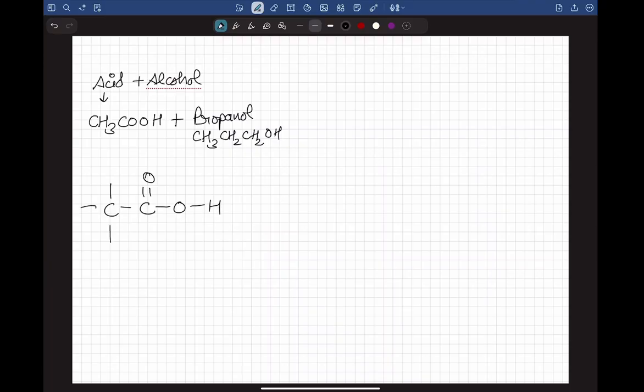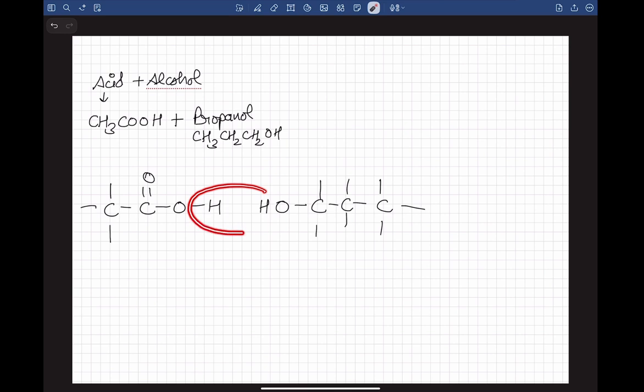Now for propanol, instead of writing it like this, we will write it the other way around. I will take OH to the left hand side, then carbon, carbon, carbon. Hydrogens, I'm just putting a dash. Again, I'm a lazy person. So like this. Now, what is the benefit of writing like this? The benefit is that you can directly circle out H2O from here. See, you can directly circle out H2O, right?